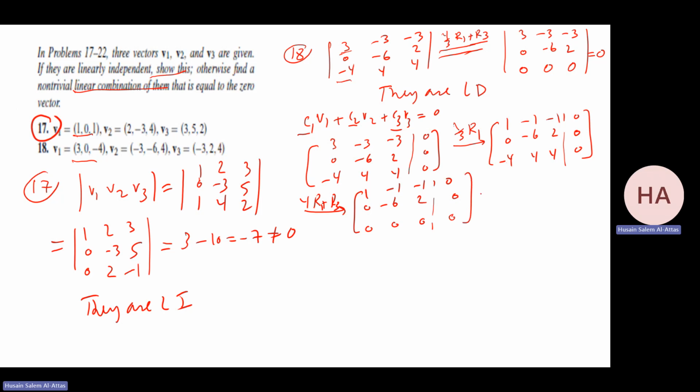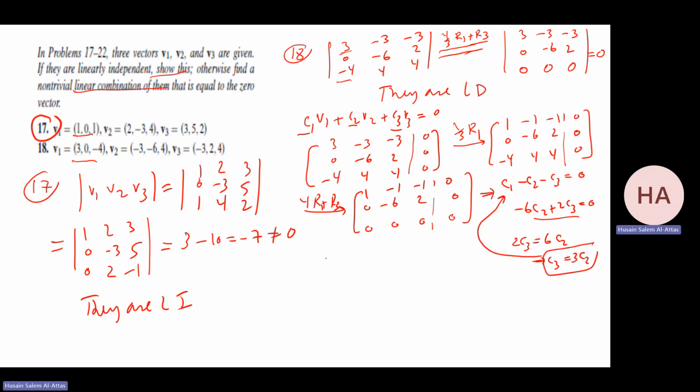So I have these equations. I have called them C1, C1 - C2 + C3 equals 0, and -6 C2 + C3 = 0. So I can solve this for C3. I need to avoid the fraction. So 2 C3 = 6 C2, so C3 = 3 C2.